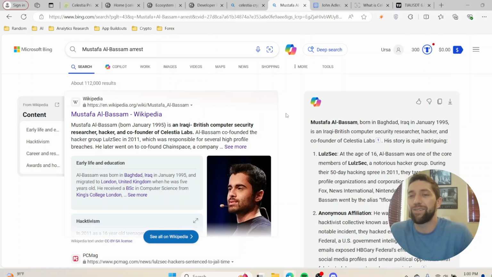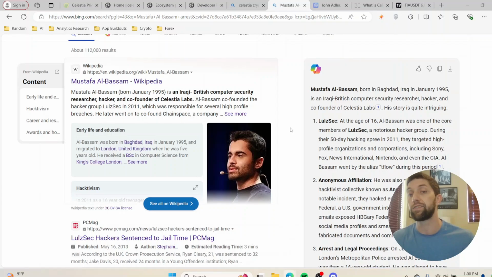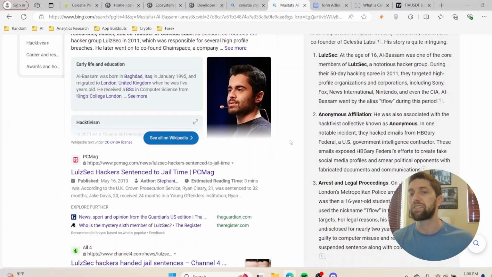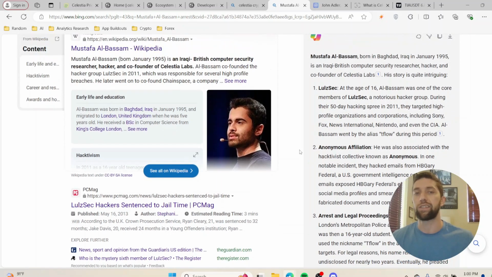Now, when he was 16, he was actually part of a big hacking group. He was affiliated with Anonymous, and he actually ended up getting arrested when he was a minor and serving a little bit of time.